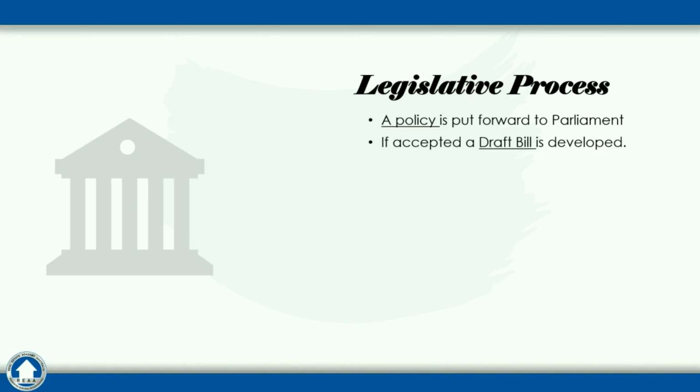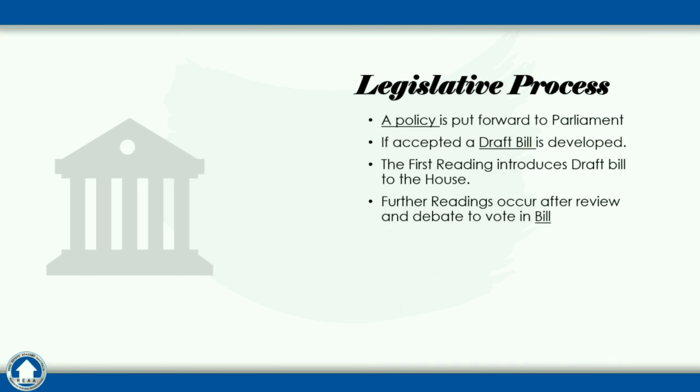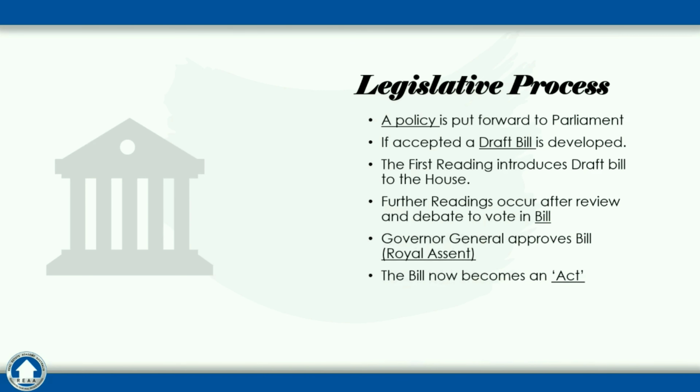Stage 2 is, if it's accepted, then a draft bill will be developed. This will then proceed to a series of readings where the first reading will introduce the draft bill to the House, through to subsequent readings that will occur to review and debate the bill and vote on it. If it's voted upon, it will move then to the next stage of getting the royal assent from the Governor-General, and whereby then becoming an act.